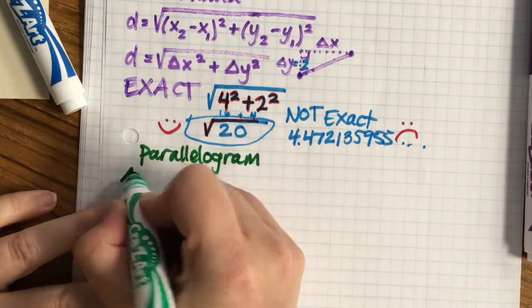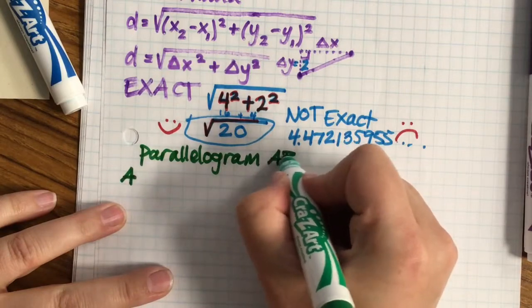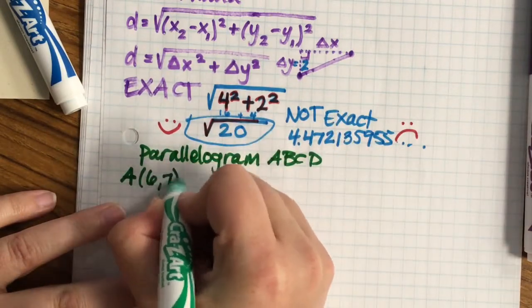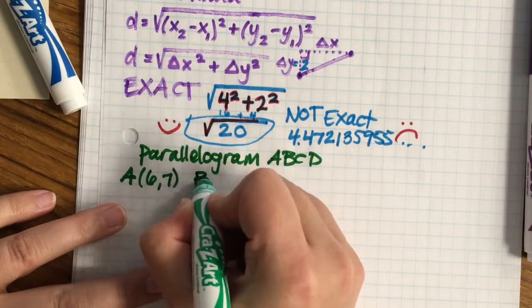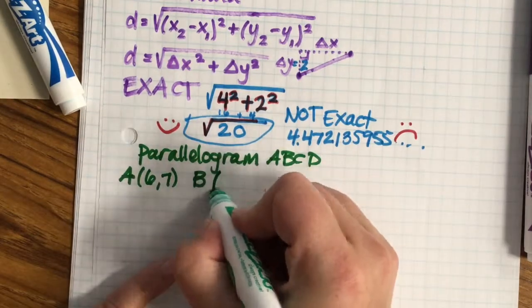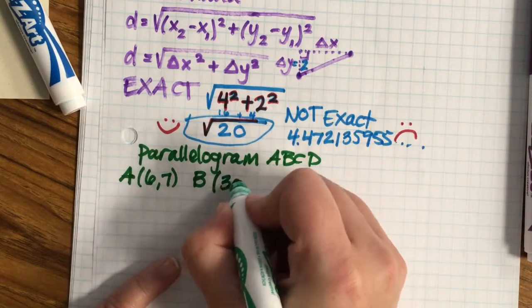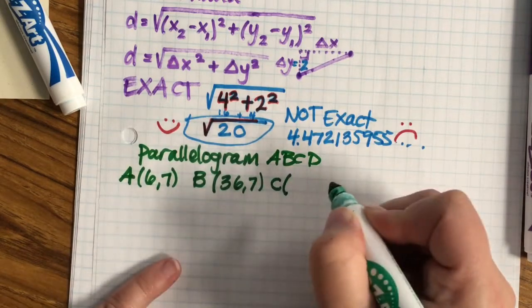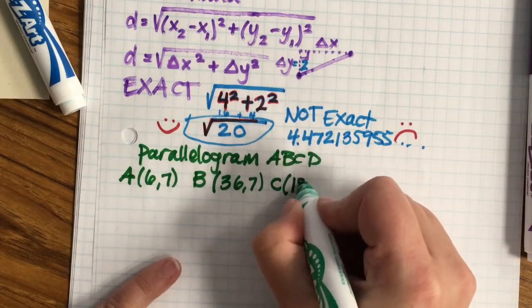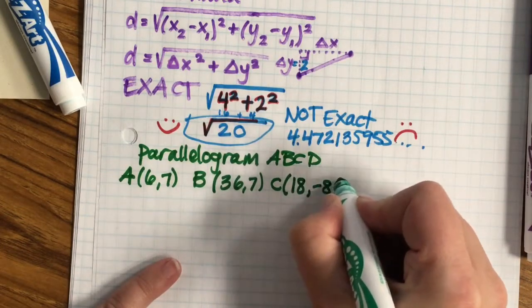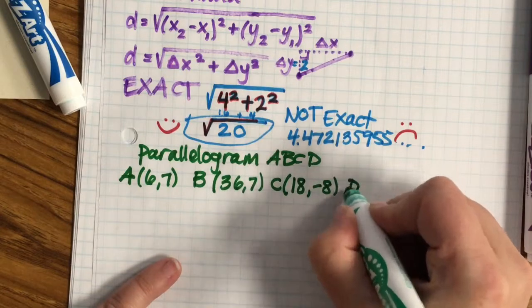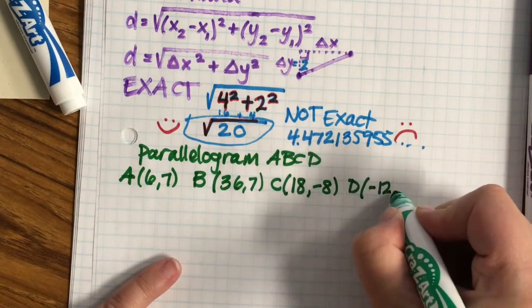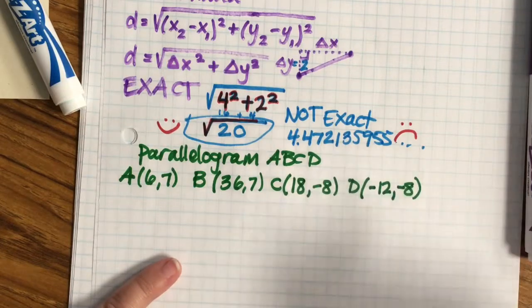So we have parallelogram A, B, C, D, and A is at 6, 7. B is at 36, 7. C is at 18, negative 8. And D is at negative 12, negative 8.